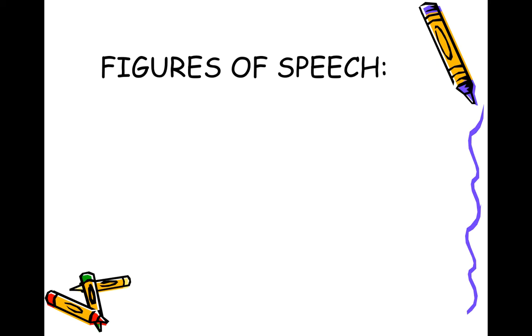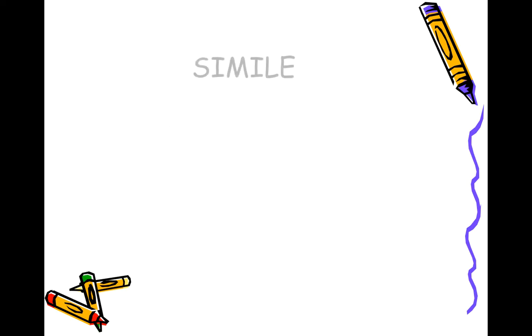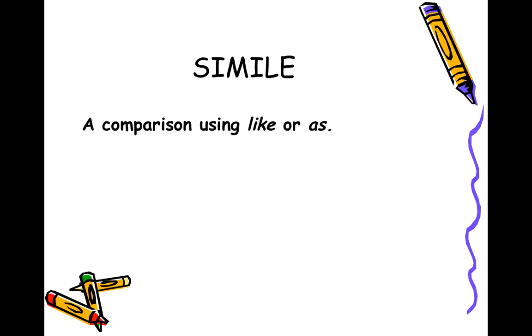Figures of speech in poetry. Figures of speech are a special kind of imagery. They create pictures by making comparisons. The first one we're going to talk about today is simile, and it's the most common of the figures of speech. It's a comparison using like or as.